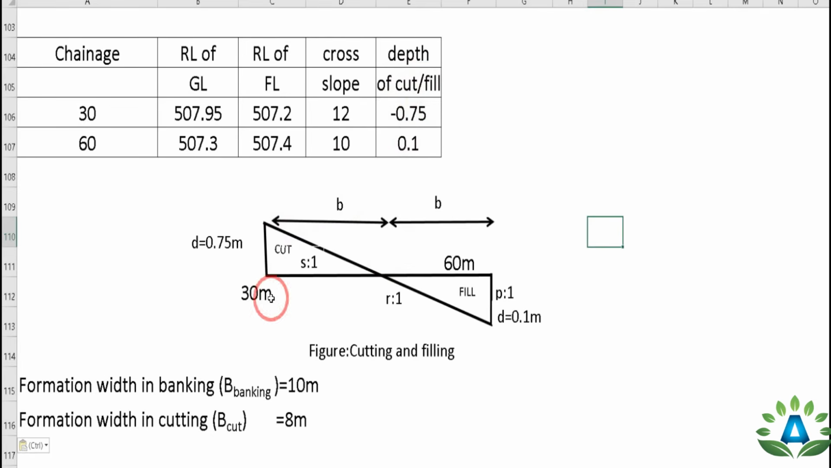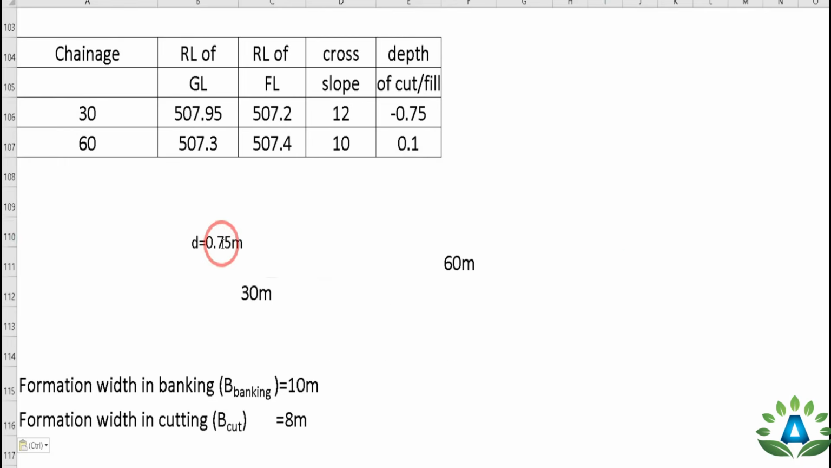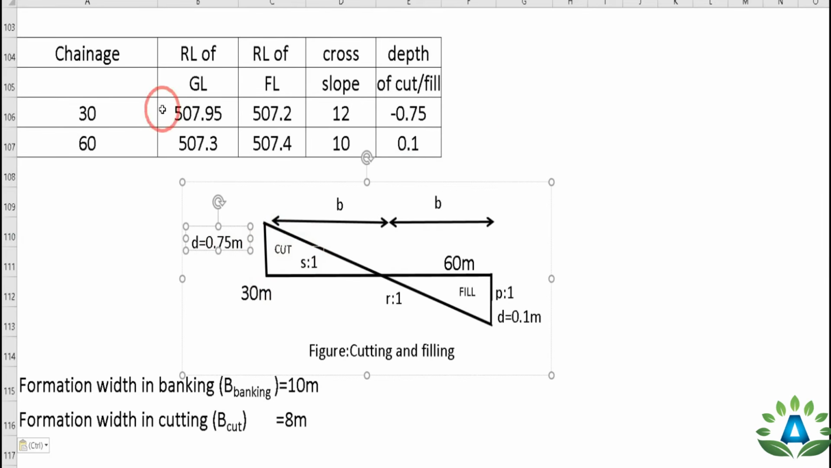So here we have this as 30 meter chains and we have this as 60 meter chains, and we can see here that between these 2 points there lies 0, that is the depth equals to 0 between these points, and we are going to find that point at which our depth equals to 0. So here we have this as the cutting portion at the chains of 30, so its depth equals to 0.75. So this depth is 0.75, and at the chains of 60, that is this point, we have the depth of 0.1 meter. And here we can see that this is fill and this is cut.